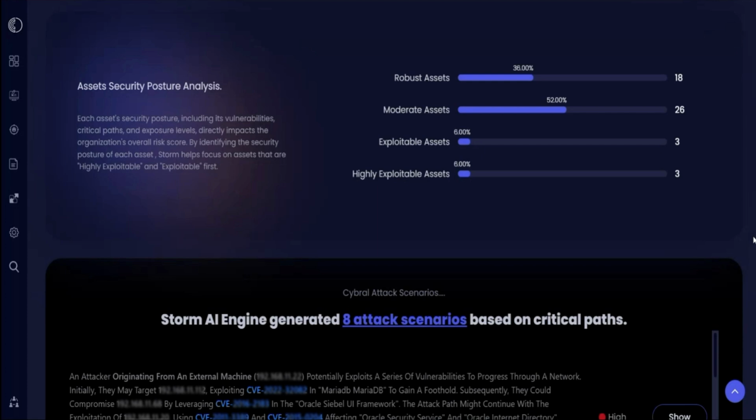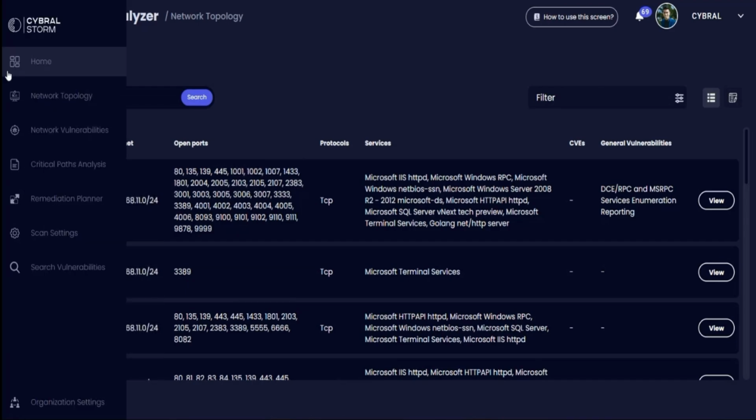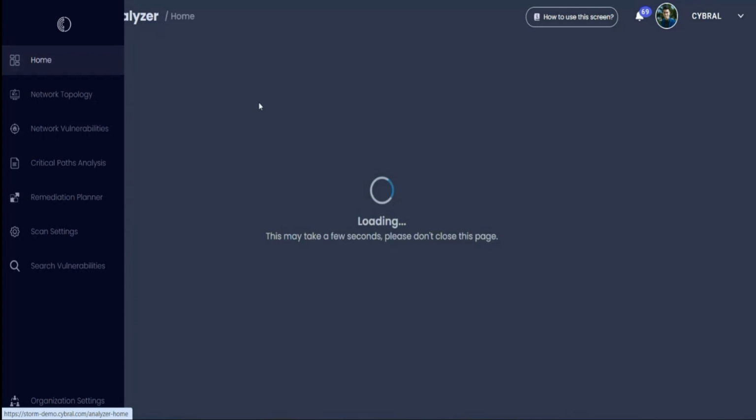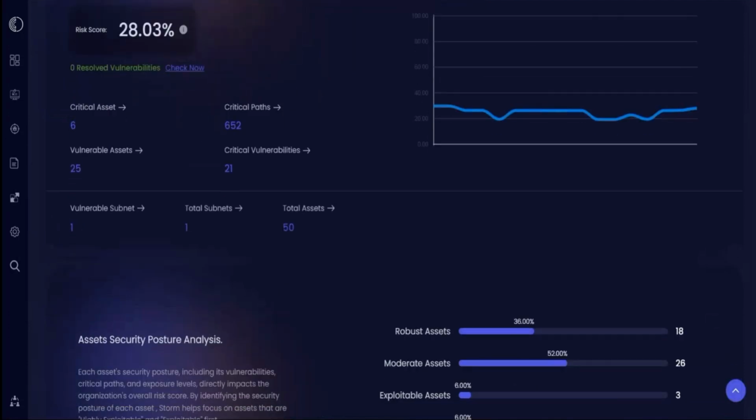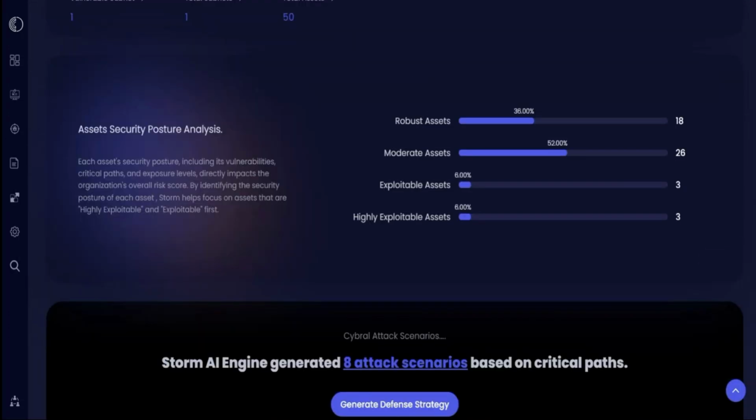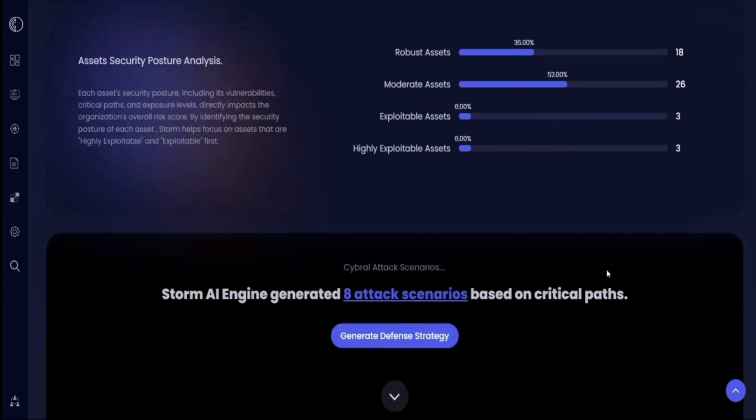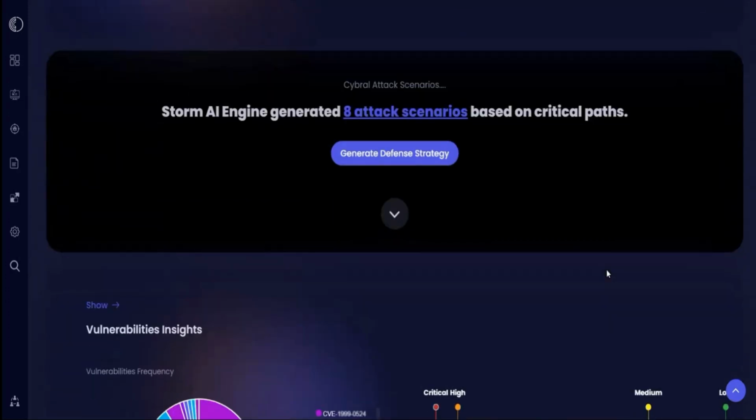Each category is interactive. Clicking on a category redirects the user to the network topology page, where they can view the specific assets within that category. Furthermore, each individual point within these categories is also clickable, allowing users to navigate directly to the associated part of the system.